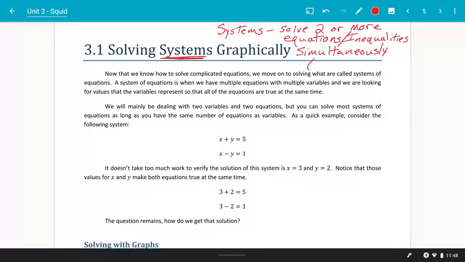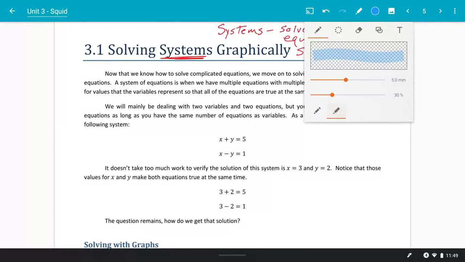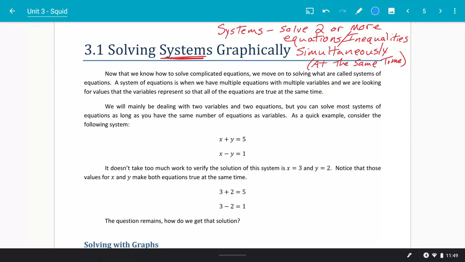What does simultaneously mean? At the same time. So please write that at the top of your page as we begin. Maybe you can be a little bit neater than I and get it up in there. Okay, let's read and highlight.